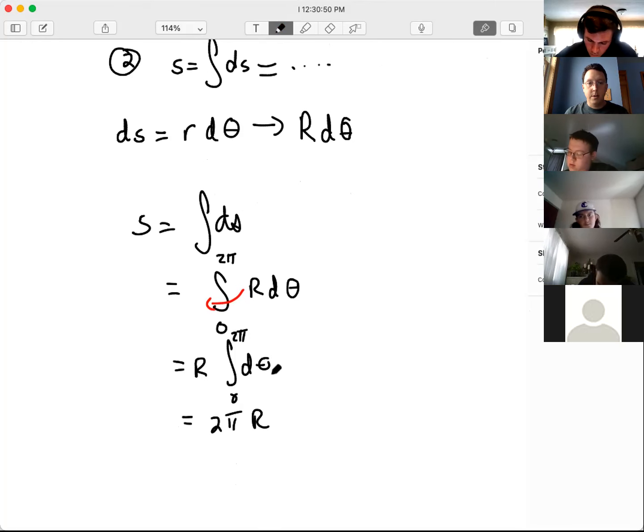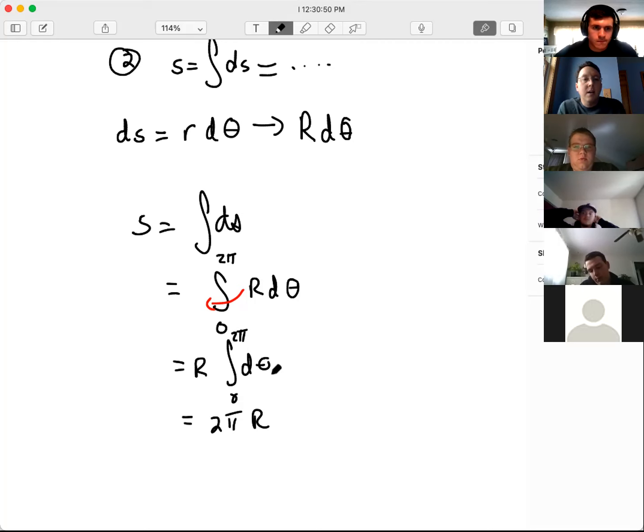How many people were able to do that? Okay. If you weren't able to, tell me where you got stuck so I can adjust. I just didn't pull the constant out.